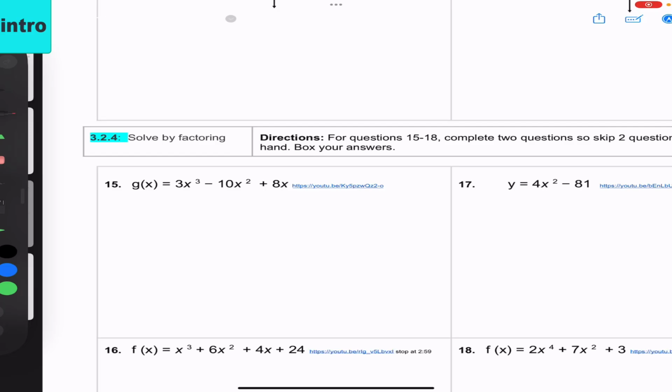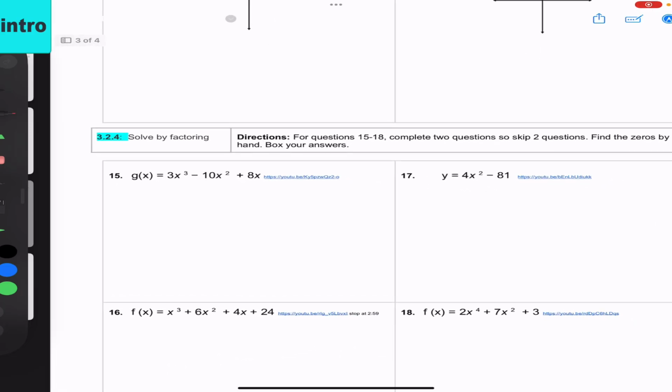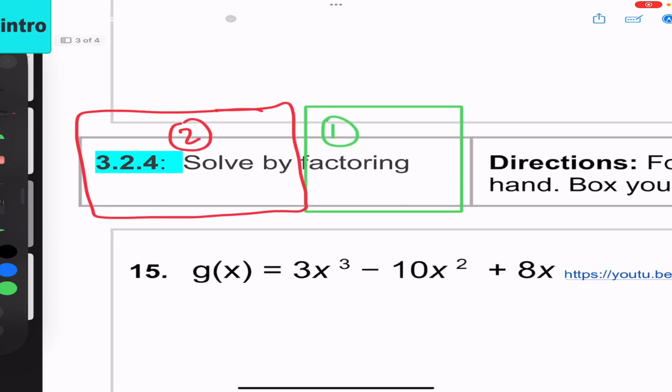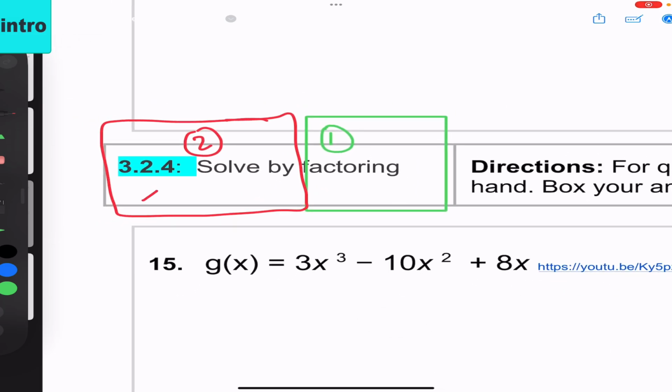Okay, in 3.24, solve by factoring, you're going to do a couple things first. Number one, you're going to factor first. So use your 3.1 packet, count the number of terms, find the GCF. Then number two, you're going to solve. So factor, then solve. Okay, solving means the answer looks like this, x equals.